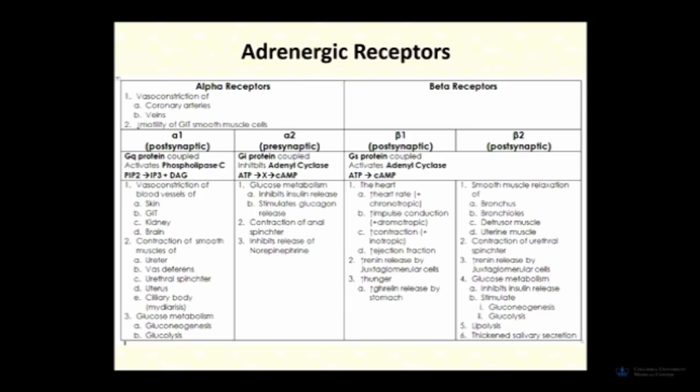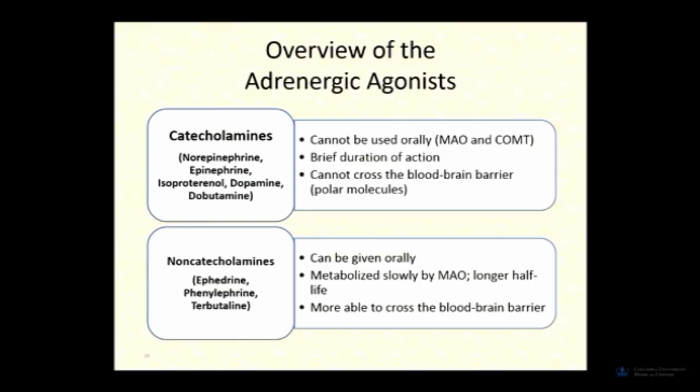So alpha-1, alpha-2, beta-1, beta-2. These are the adrenergic receptors that we're going to be talking about. And then we have lots of different types of adrenergic agonists, and they tend to fall under two categories. They tend to fall under catecholamines, which includes norepinephrine, epinephrine, isoproterenol, dopamine, and dobutamine.